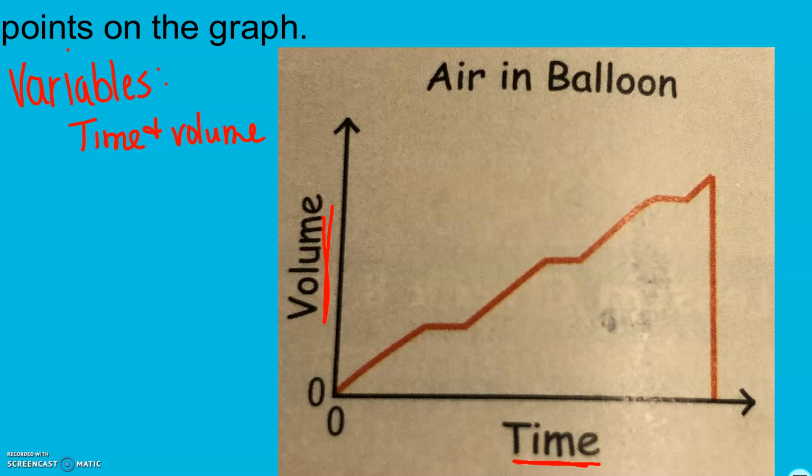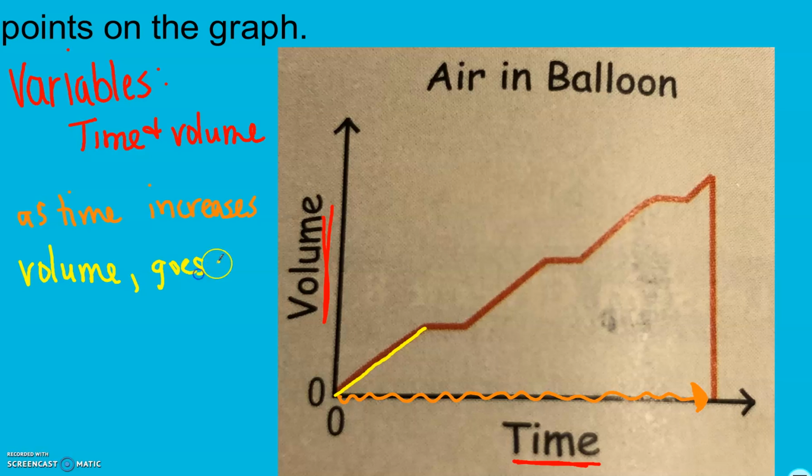Keep in mind, time just keeps going. So as time increases, it goes along steadily. So from 0 seconds all the way to however far we're going. As time increases, which means as we move from left to right, we read a graph just like we do a book. Our volume goes up steadily. And that's because we're blowing into the balloon.